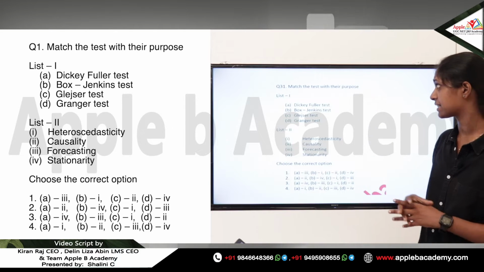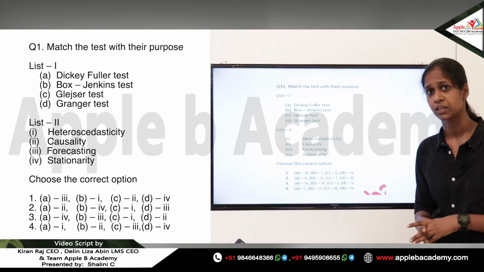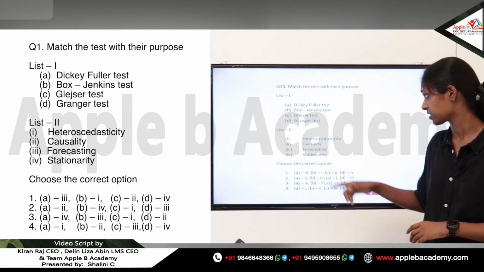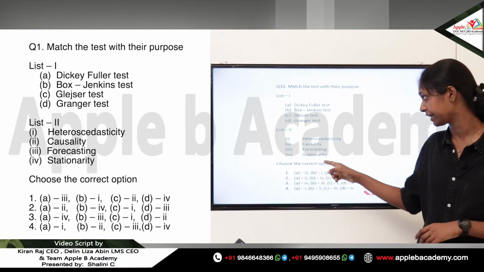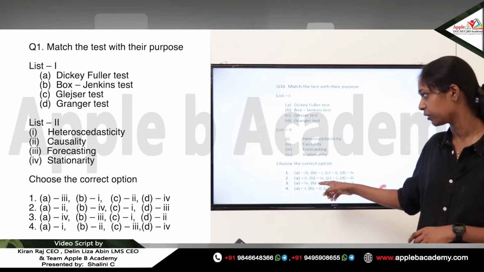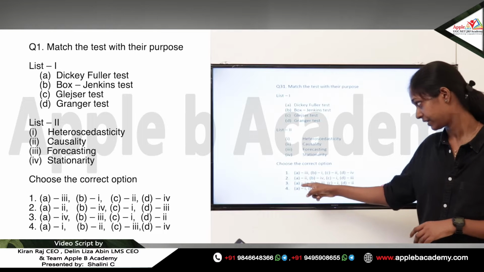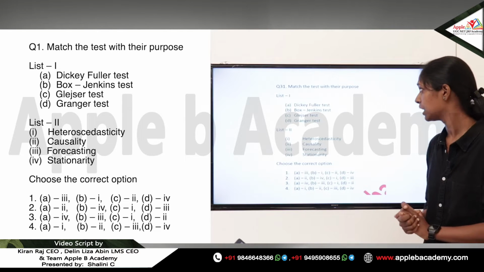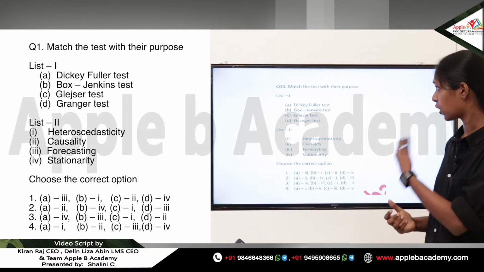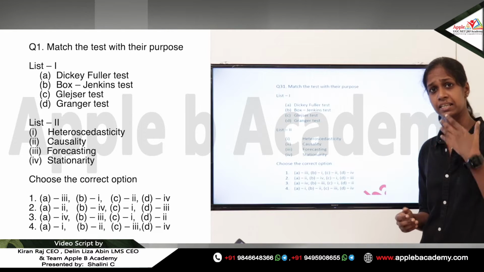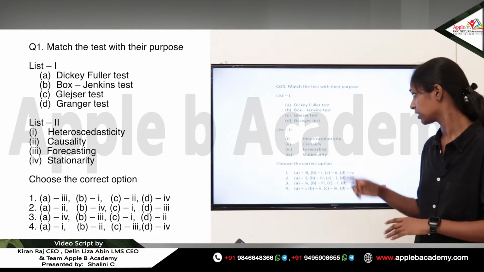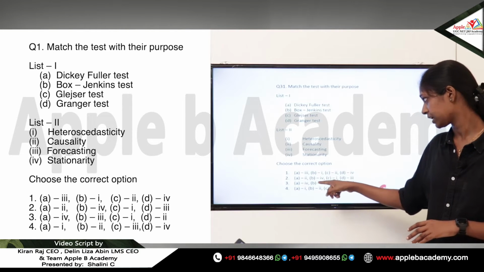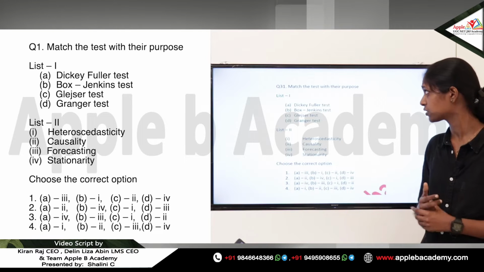Dickey-Fuller test, as we know, is a test of stationarity. Other than the Dickey-Fuller test, there is one more test, the unit root test, that tests stationarity. So A is definitely 4 and we have only one option with A as 4. So definitely 3 is the answer, but still we have to look into the other tests as well. Option B is the Box-Jenkins test. Box-Jenkins test is clearly a test of forecasting. So B will be 3.